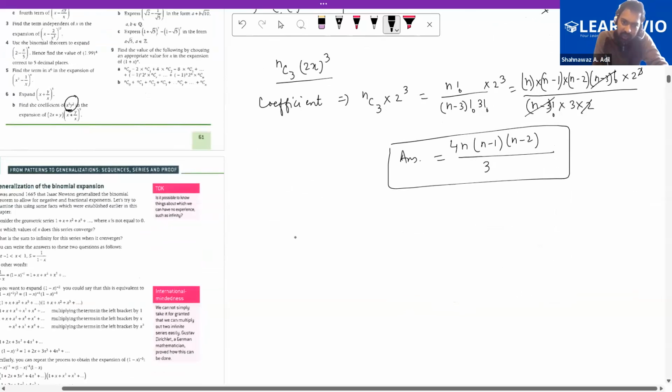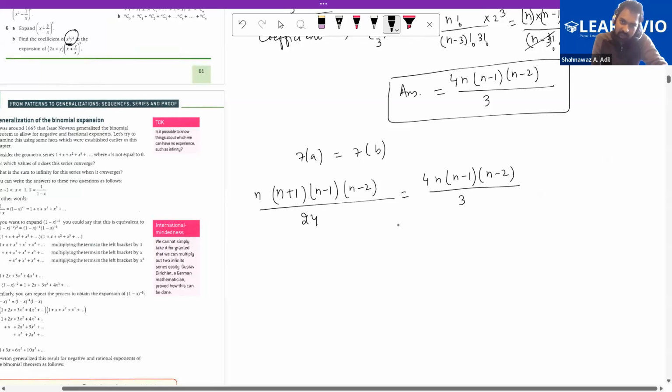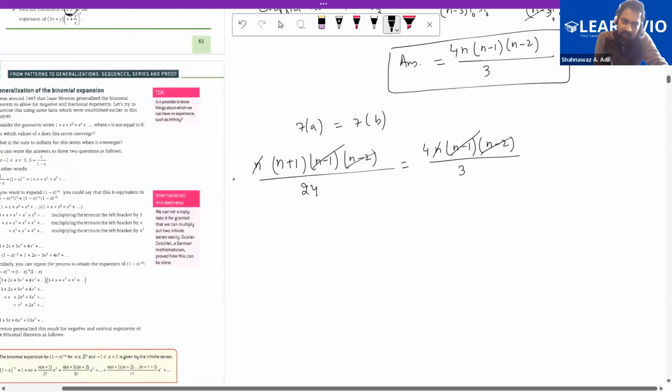So the coefficients are equal, the 7a coefficient equal to the 7b coefficient, right? So the 7a coefficient is, let me write it in this way, (n plus 1)(n minus 1)(n minus 2) divided by 24. And this we got n(n minus 1)(n minus 2) divided by 3, right? So n and n will cancel, n minus 1 will cancel, and n minus 2 will cancel, right? So we will get what? We will get (n plus 1) divided by 24 equals 4 by 3.